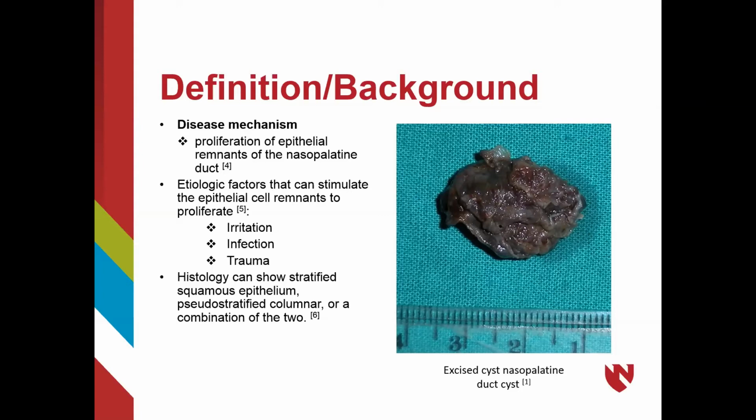Histology is commonly used in pathological differentiation by examining cell types and tissue structure. The cystic cavity lining is usually composed of stratified squamous epithelium, pseudostratified columnar epithelium, or both. The image on the right is an excised nasopalatine canal cyst measuring about 2.5 centimeters.